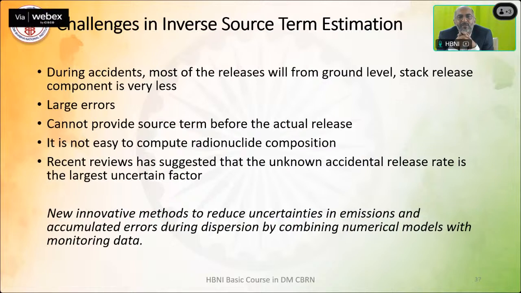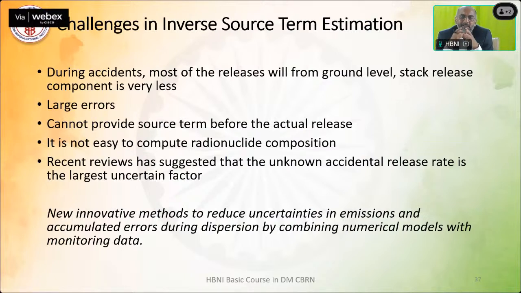So there are new innovative methods to reduce uncertainties in emissions and accumulated errors during dispersion by combining numerical methods and monitoring data. For example, they are using Bayesian belief networks to treat uncertainties. People have also started working on using artificial neural networks to reduce these uncertainties in various parameters. Eventually you are going to have some measurement data, and you are going to need some idea of the likely weather condition by that time, because weather itself has a huge level of uncertainty.